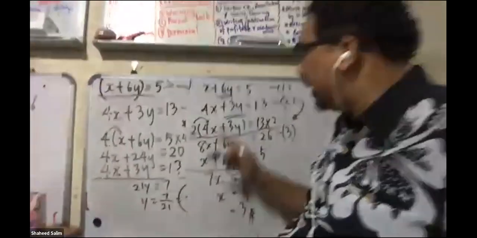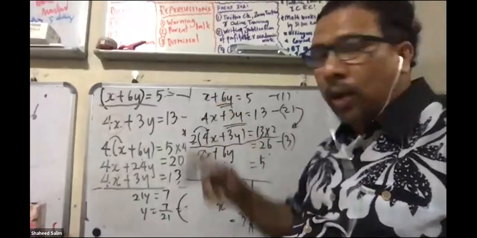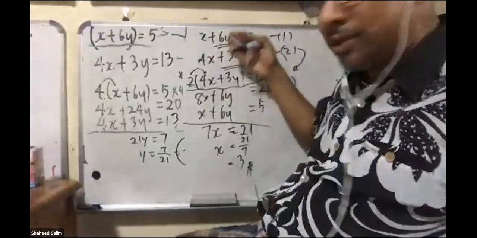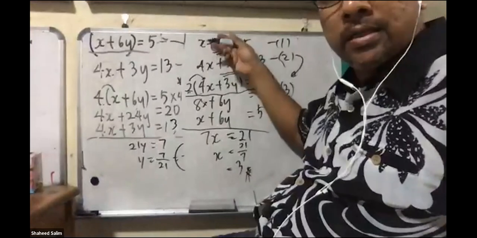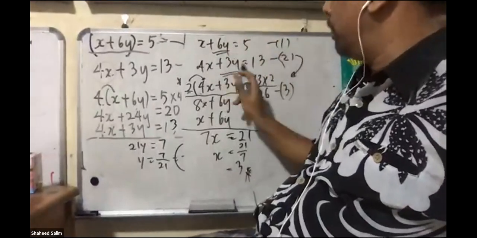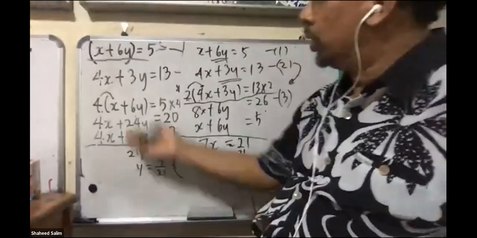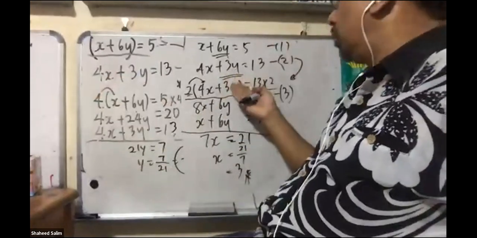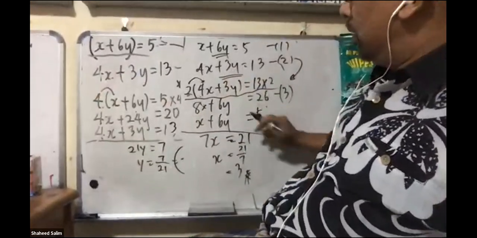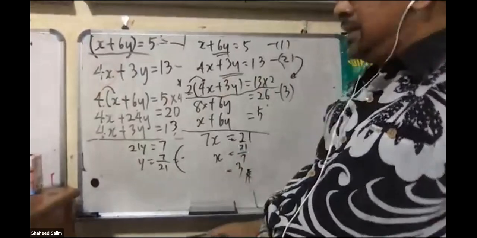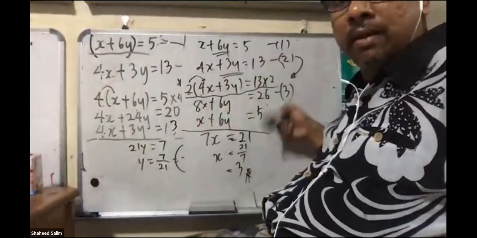So the point here is you make it the same. If you want to use the elimination method, what you do is you times it to make one of them the same. You can make the x the same, or you can make the y the same. Then you arrange it in a way that you can minus easily. It's quite easy to minus this way, right?